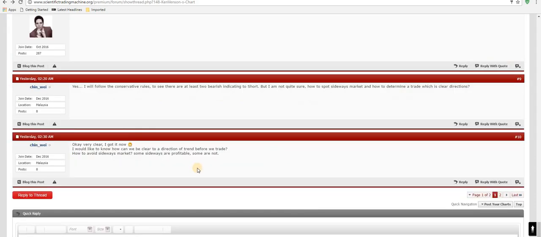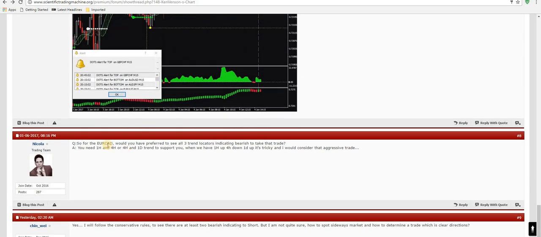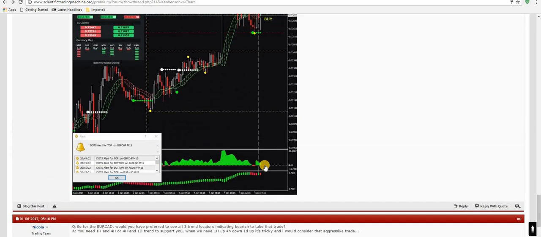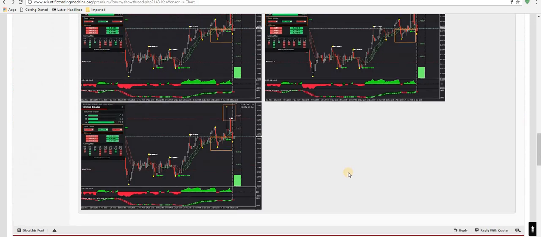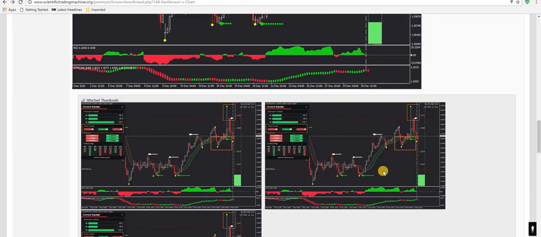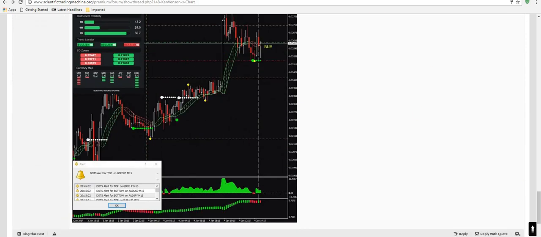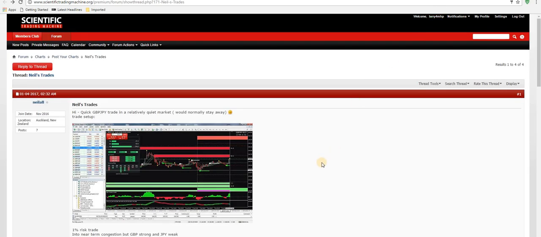But the vendor did speak about another one of his trades. He said, so for the EURCAD, would you have preferred to see all 3 trend locator indicators indicating bearish to take the trade? Answer: all right, so it looks like that was a question. You need 1 hour and 4 hour or 4 hour and 1 day trend to support you. When we have 1H up, 4H down, 1 day up, it's tricky, and I would consider that an aggressive trade setup. I'm assuming that's for one of his other trades that he took up here.